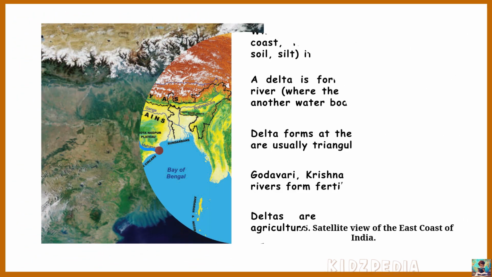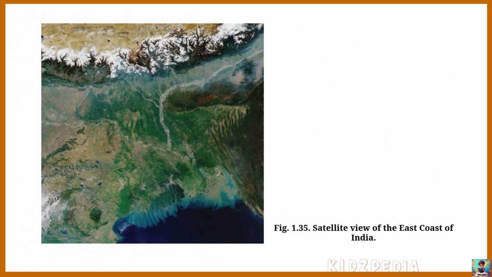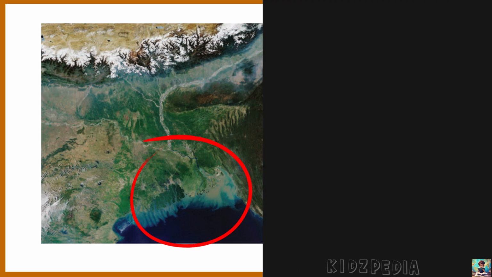This satellite image shows the eastern coast of India, and it mainly shows the Ganga-Brahmaputra delta near the Bay of Bengal. You can see rivers splitting into many branches as they reach the sea. And this white green area, which is very fertile because of the rich soil deposited by the rivers.